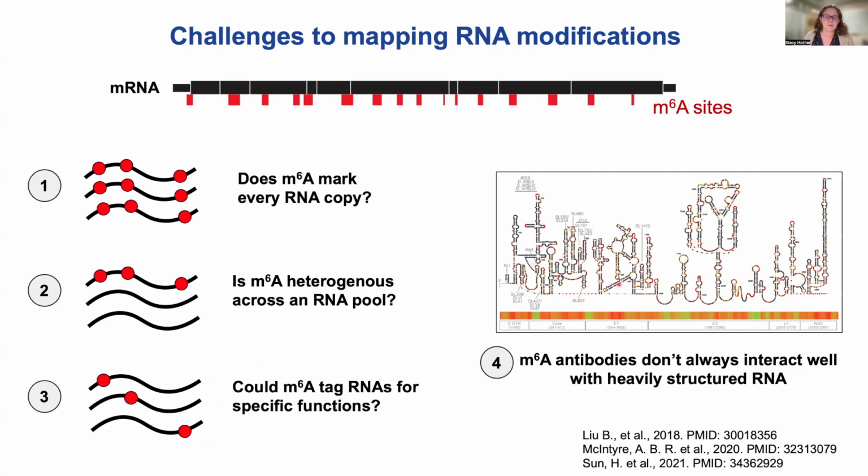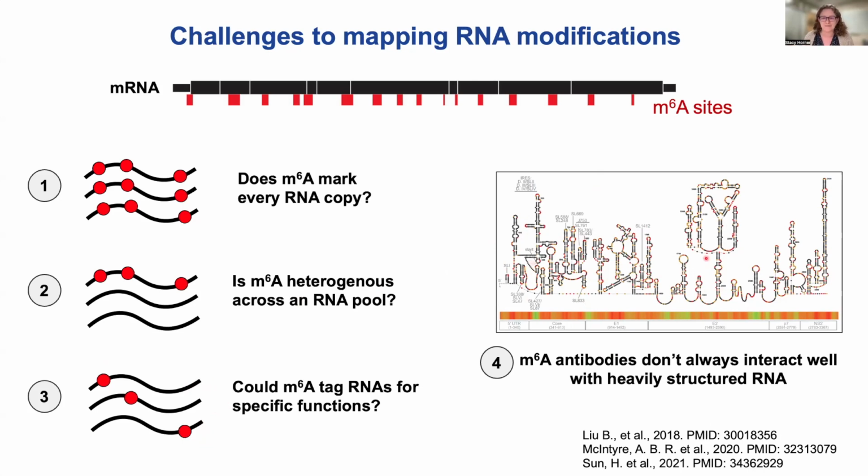We also know that m6A antibodies don't always interact well with heavily structured RNA, and this is actually important for viruses. This here shows a SHAPE map structure of part of the hepatitis C virus RNA molecule. You can see it's heavily structured. And so if these antibodies have challenges in recognizing structure, or differential preferences, then that will be a problem in using the antibody.